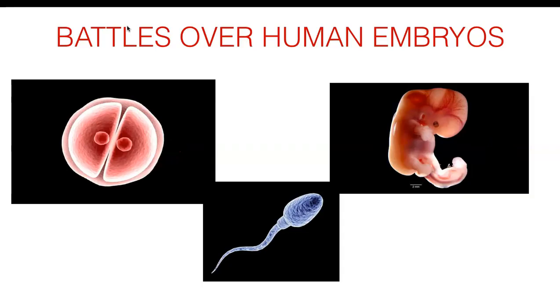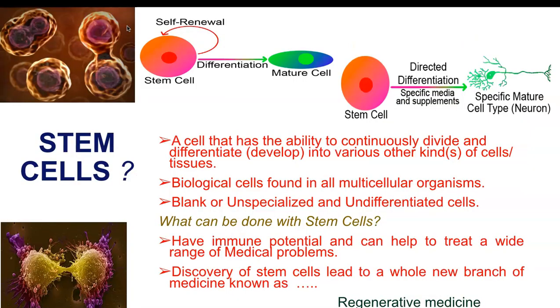What are stem cells? They are actually battles over the human embryos. These stem cells have the ability to continuously divide and differentiate into various other kinds of cells or tissues. These are biological cells which are found in all multicellular organisms. These cells are blank and unspecialized, or undifferentiated cells.